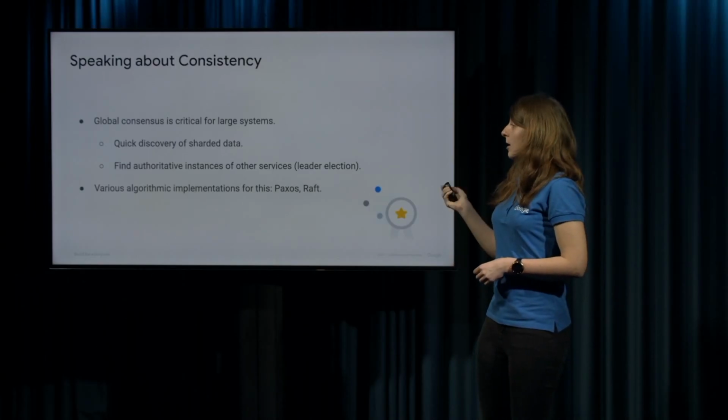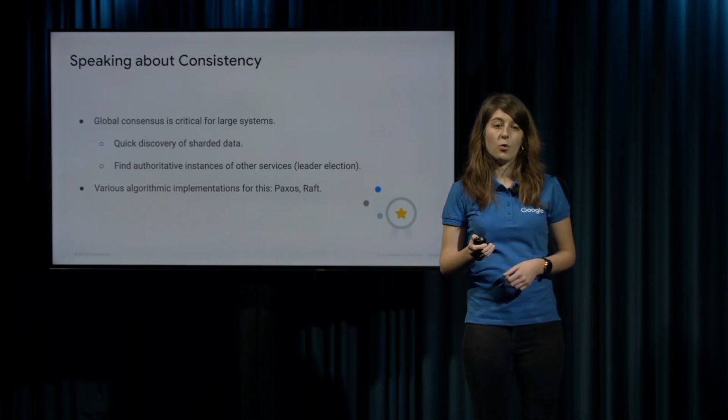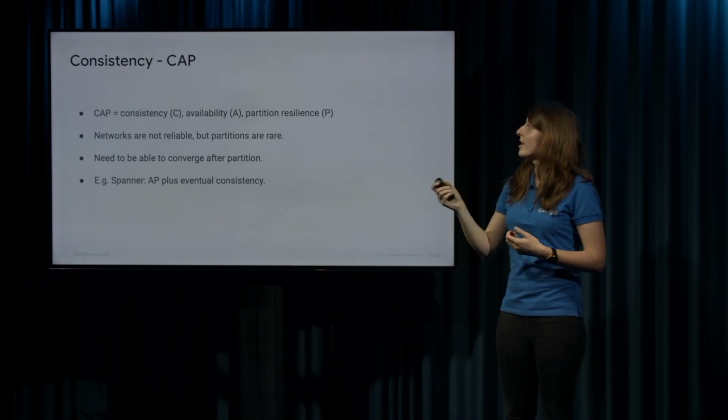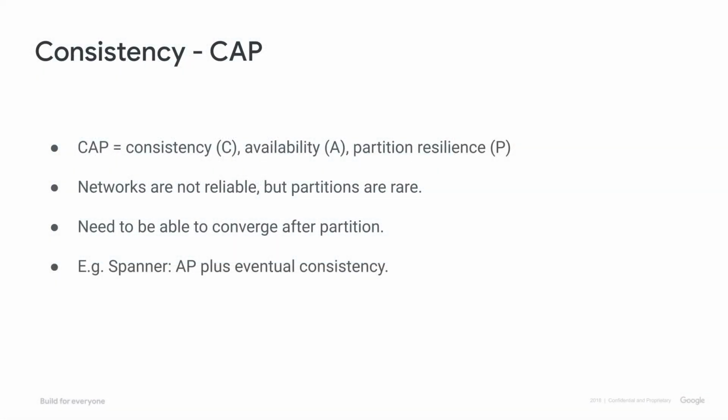There are various already existing algorithmic implementations for this, such as Paxos or Raft. In distributed systems, when thinking about this, we usually think in terms of consistency, availability, and partition resilience. Now, we may want all 3 of them, but as a general rule of thumb, we can only have 2.